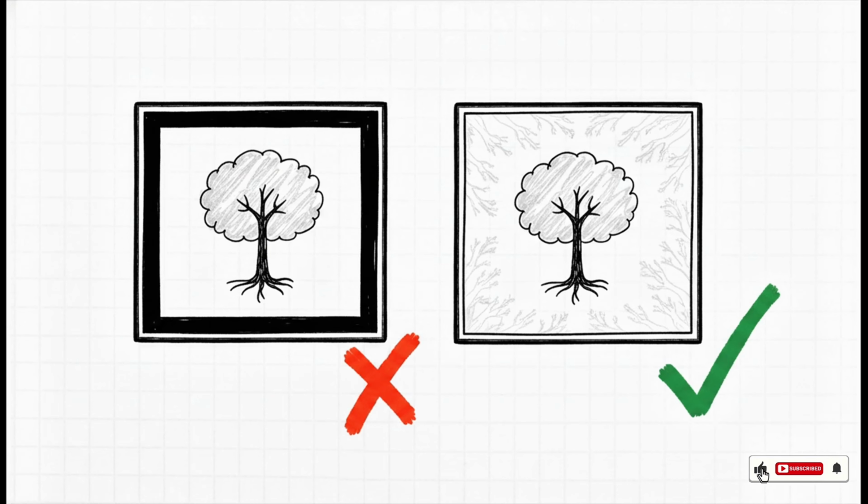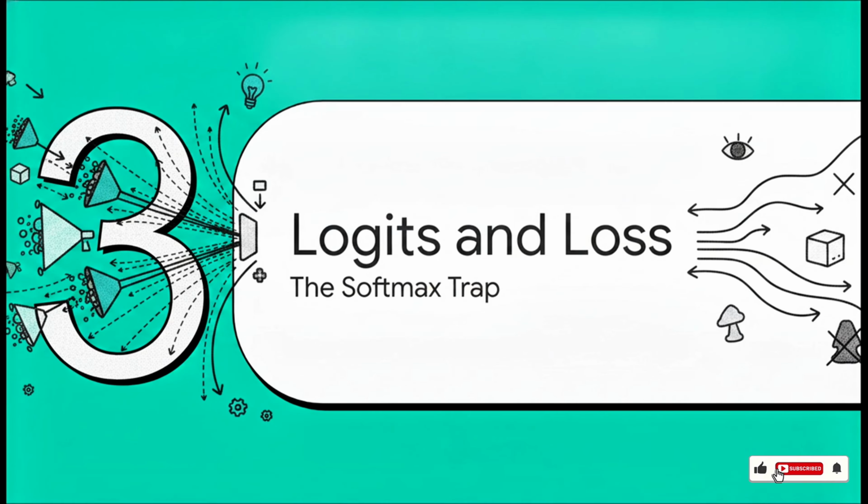Your model will actually learn to use those black borders as a cheating signal, which is completely useless for real-world performance. All right, on to section 3, understanding logits and loss. Welcome to the Softmax Trap.